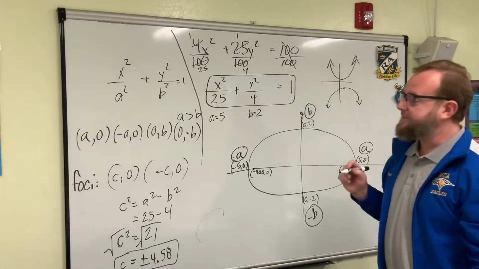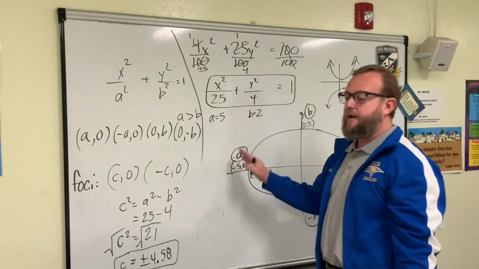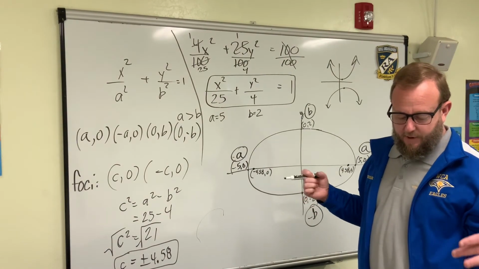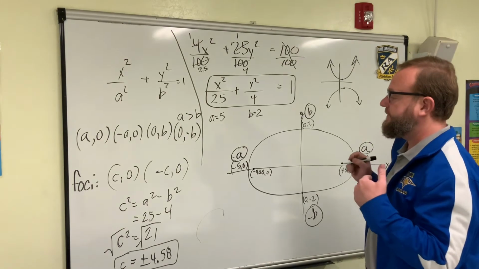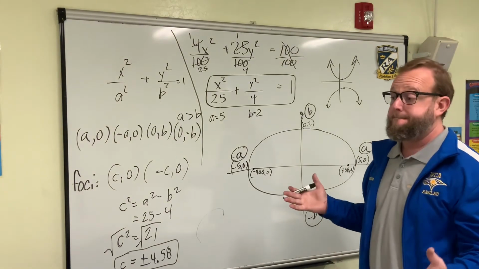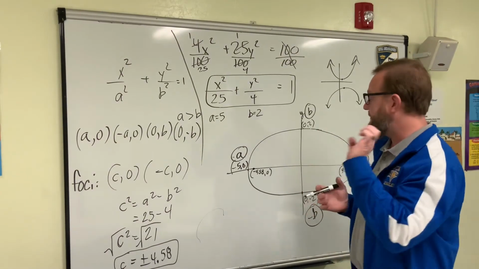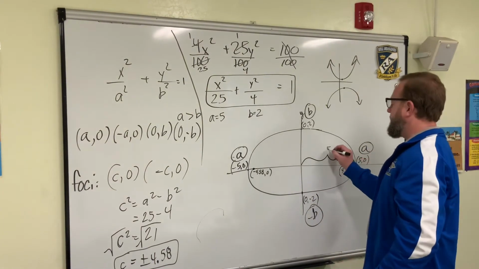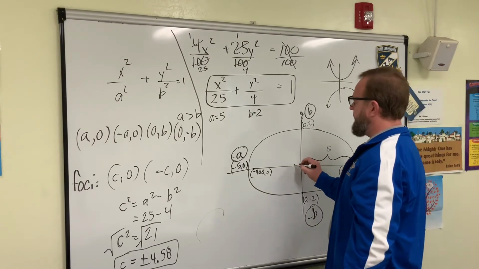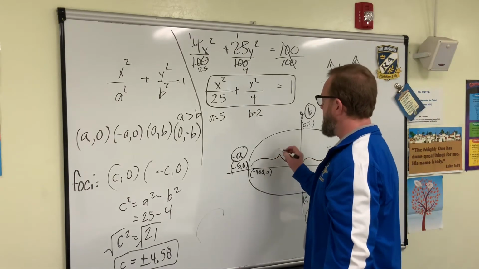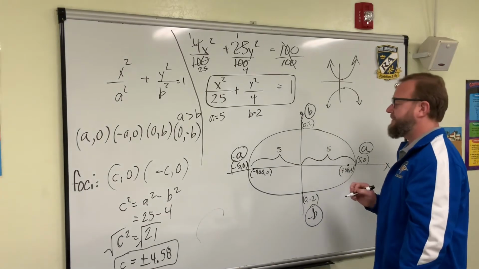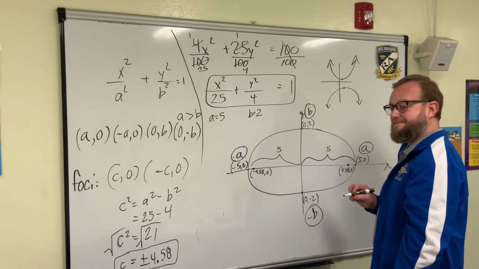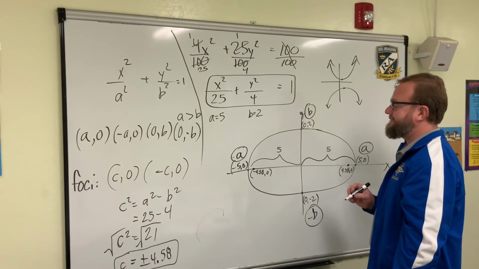So the semi-major axis follows the A, the minor follows the B, so our semi-major axis length should be what? Five. Because this distance here is 5, and this distance also is 5. One of them's like perfect and the other one's a bit lumpy.